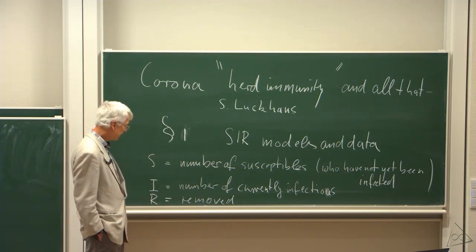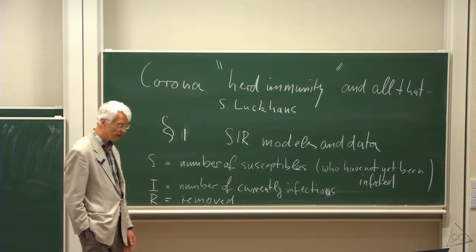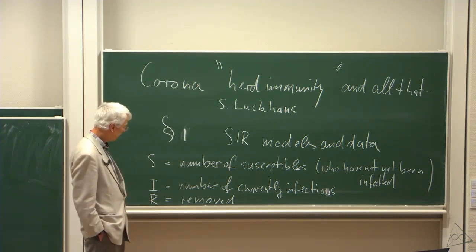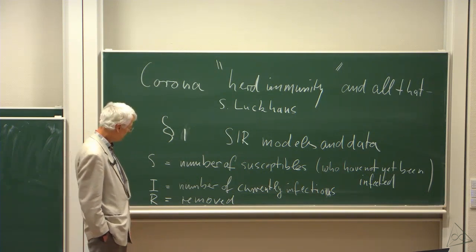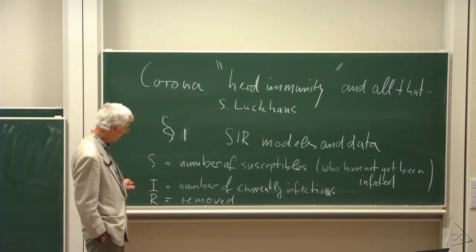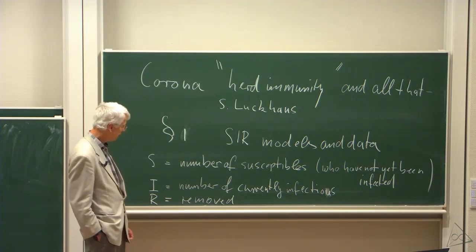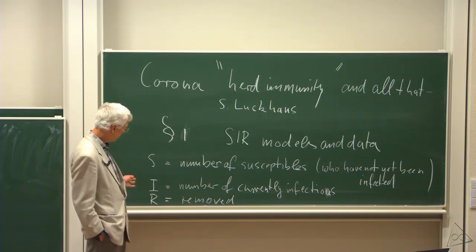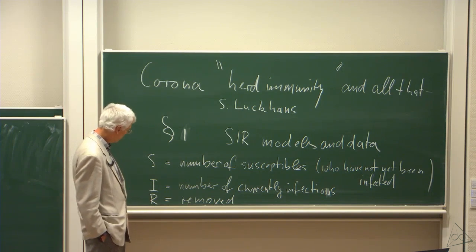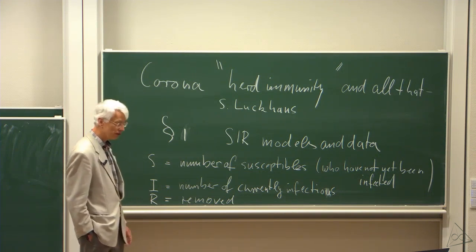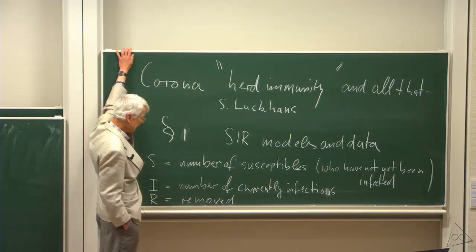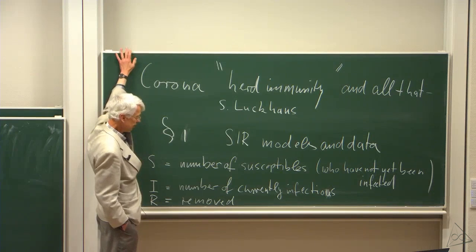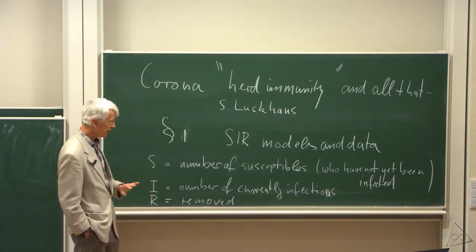And R is just the rest. We call that removed. Removed originally meant either immune or dead. And here, as I'm explaining, it means either immune or quarantined or dead, of course. And so this is the kind of model that I'm going to speak about. I want to make the connection with data.